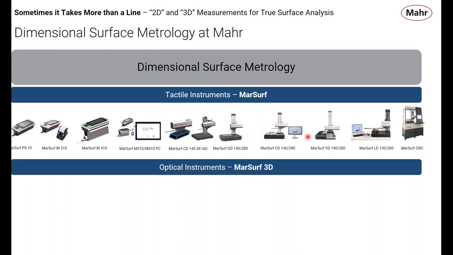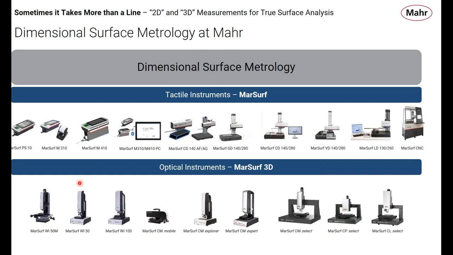My product line are optical instruments. It's the MarSurf 3D product line. Even inside of this product line, we have a pretty wide range of products, everything from interference microscopes to a handheld confocal microscope, a portable confocal microscope, up through larger multi-axis CNC tools using either a microscope or a point sensor or a line sensor. So in this subset of dimensional surface metrology at Mahr, we have a very large range of tools that we can use.